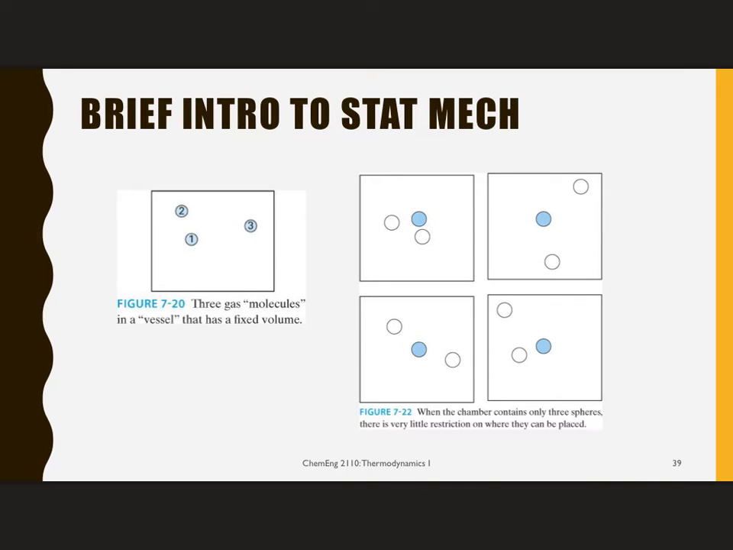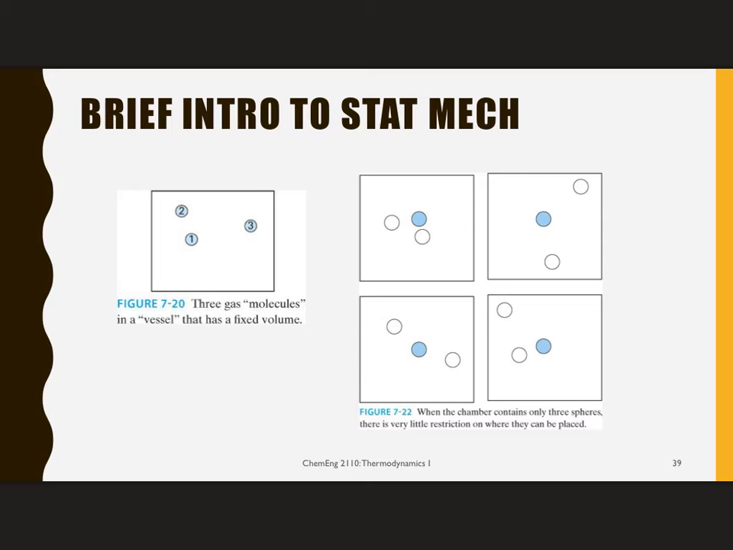So the book has, and I'm going to really go through these quickly, I recommend reading the book if you're interested in this, and we will be doing more of this when you take your Thermo 2 course. But statistical mechanics, very briefly, is looking at, and we'll just look at here for the sake of simplicity, 3 different molecules that are in a vessel, okay? The entire vessel only has these 3 molecules in them.